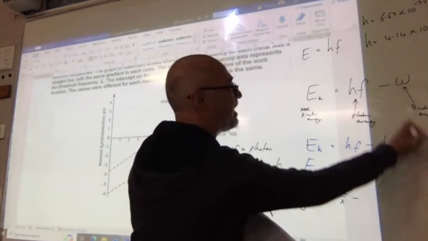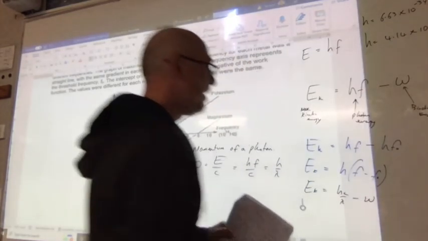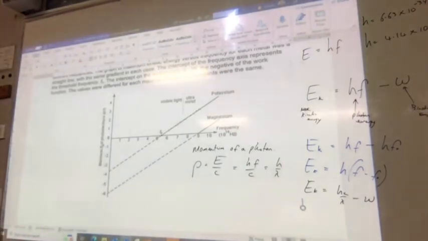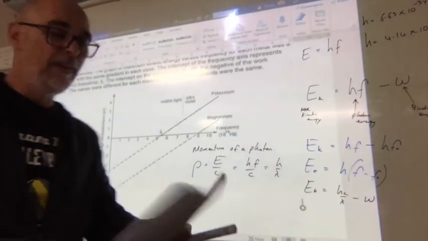Take away any of these versions, W, hf naught, whatever. It's just the work function. So you've got all of those that you can look out for. And I think I put them all on the help sheet just to make sure that it's there in front of you, just in case.